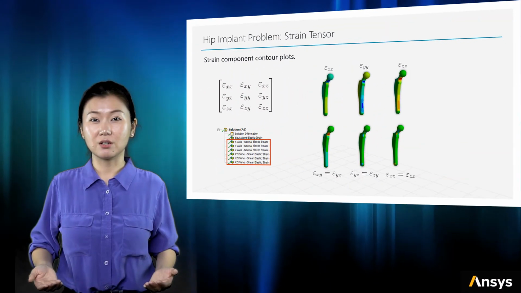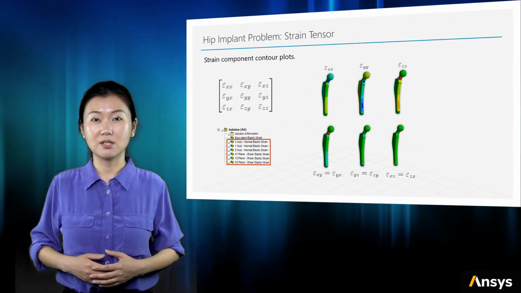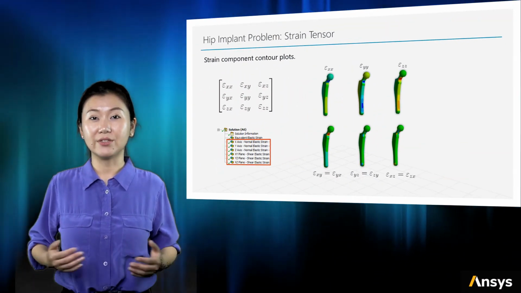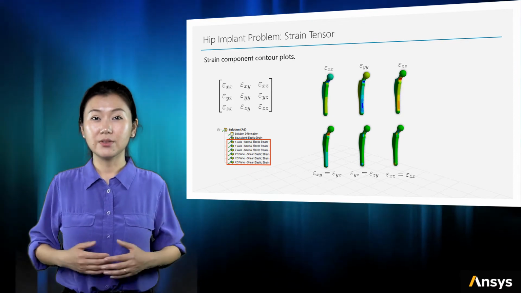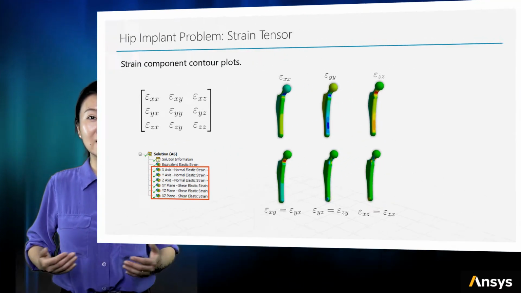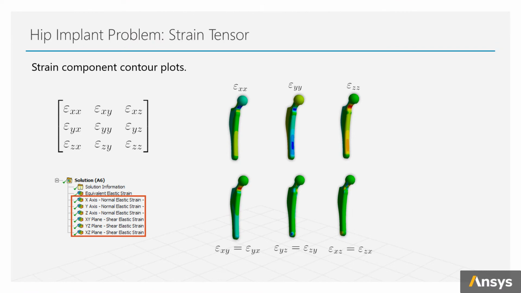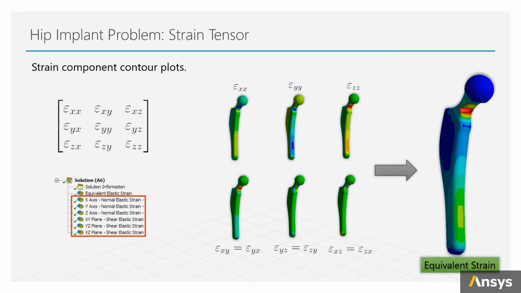As for the strain tensor, we can generate a contour plot for each component. Because of symmetry of the strain tensor, there are 6 individual plots, 3 for normal strain and 3 for shear strain. The individual strain component result does give us some information, but in many cases, we do hope to have one combined contour plot to have a more direct impression of the strain condition.